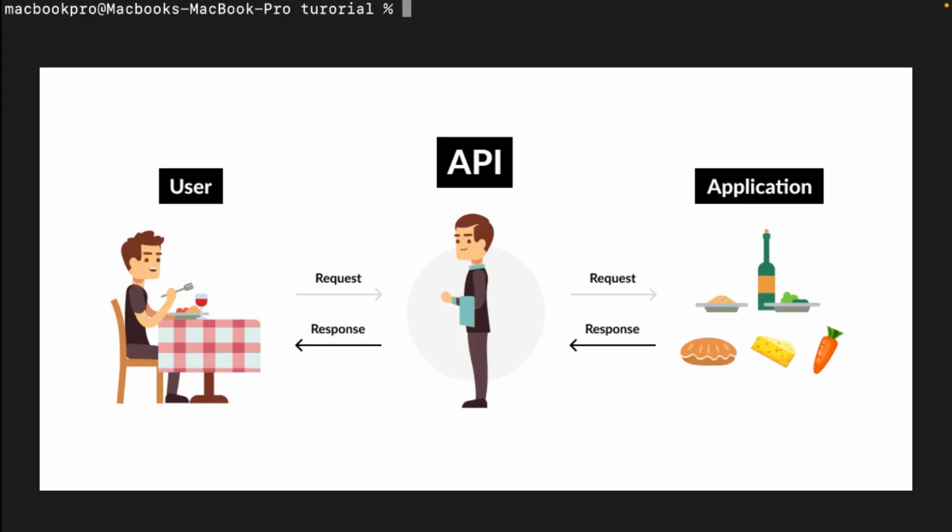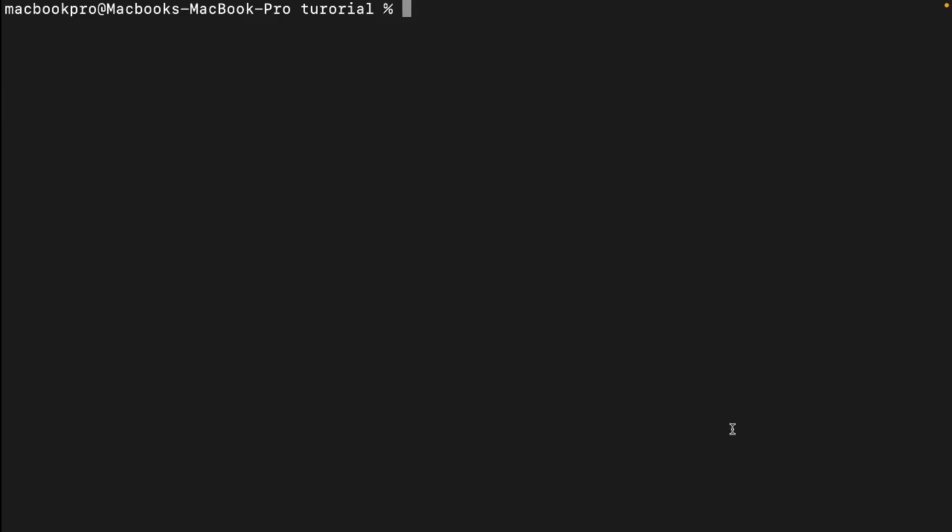So in the scenario where you went to a restaurant and requested a particular meal from their menu, the waiter went to the kitchen and brought back your food. The food that the waiter brought back was the response to the request made by the client. I hope you understood that little analogy.